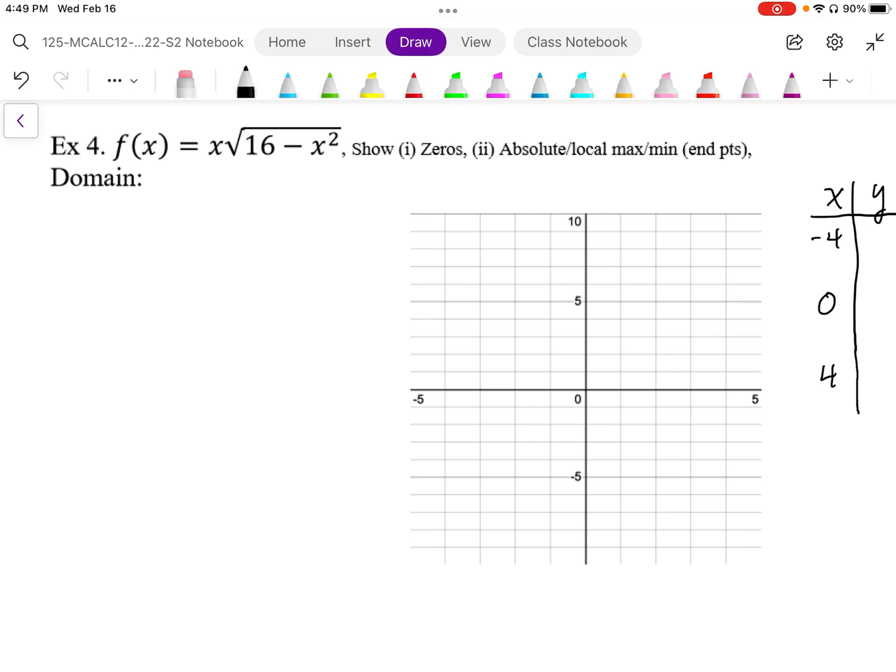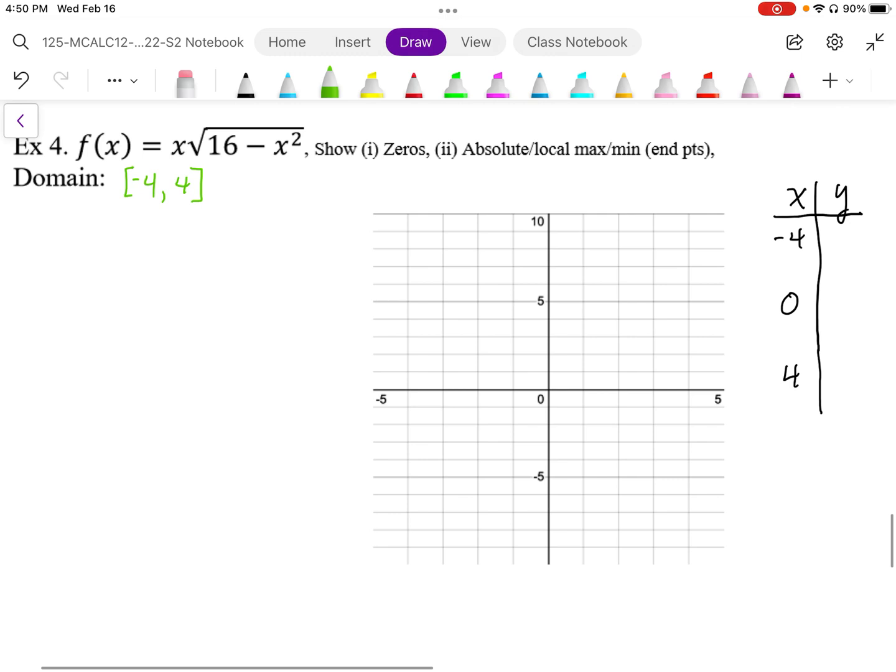Now, the domain of this function is going to be based on the square root part of this function. There's a restriction on the square root part of that function. In fact, that part happens to be a semicircle. And we have the domain of this function is going to be from -4 to +4. Now, because there are endpoints to this graph, we're going to have to include those endpoints in our candidates list. We're also going to put those in as zeros because those endpoints are going to generate zeros.